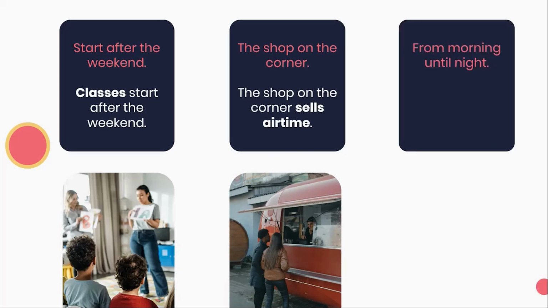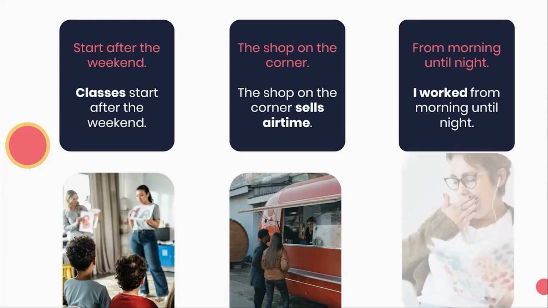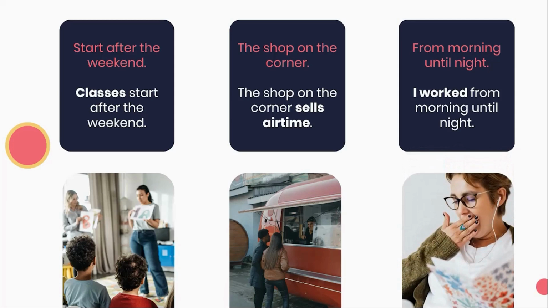This sentence fragment is missing both a subject and a verb, so it really makes no sense at all. I worked from morning until night. We added the subject I and the verb worked, and now the sentence is a complete thought.